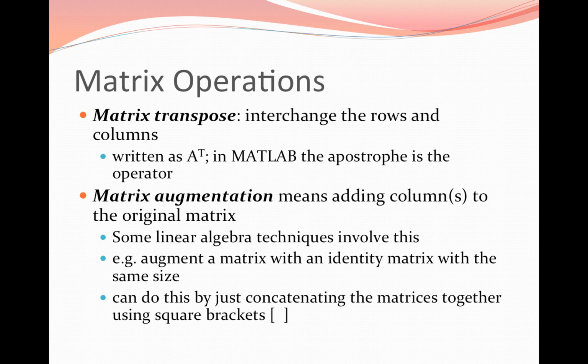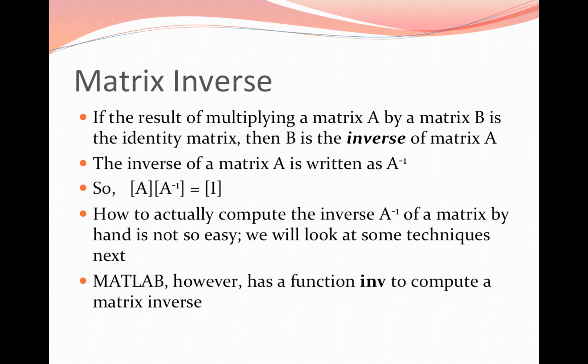Here's a definition of a matrix inverse. If the result of multiplying a matrix A by some other matrix B is the identity matrix, then B is said to be the inverse of matrix A. So the inverse of matrix A is written in mathematics as A with a superscript of -1. So again, if we take a matrix A, we multiply it by its inverse, then what we get is the identity matrix. Again, that's the matrix that has all ones in the diagonal and zeros everywhere else.